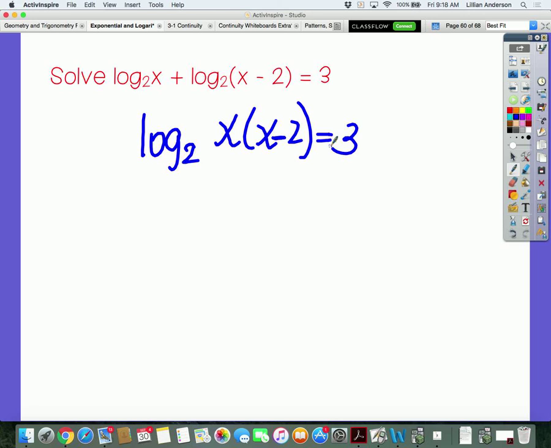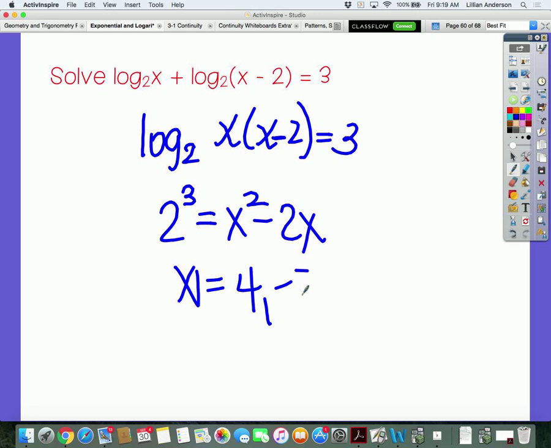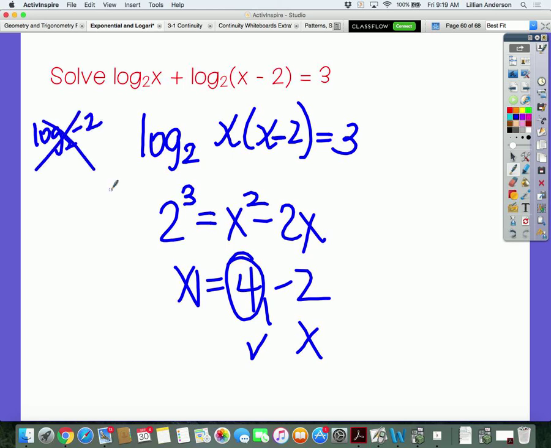And now this allows us to write it how? An exponential, which is... finish it out. What were your solutions here? 4 and -2, did they both work? Which one worked? 4. Because when you plug -2 in up here, you get log base 2 of a -2, and that goes against our property that says you cannot take the log of a negative number. Questions?